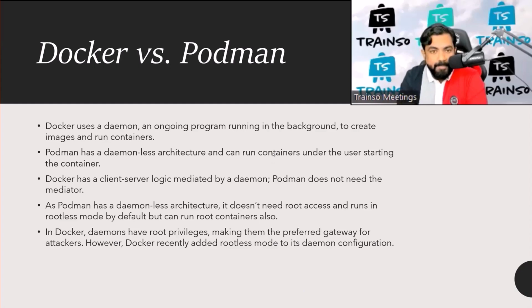So Docker versus Podman. Docker uses a daemon, an ongoing program running in the background to create images and run containers. Podman has a daemonless architecture and can run containers under the user starting the container. Docker has a client-server logic mediated by a daemon. Podman does not need that mediator. As Podman has a daemonless architecture, it doesn't need root access and runs in rootless mode by default, but can run root containers also. In Docker, daemons have root privileges, making them a preferred gateway for attackers. However, Docker recently added rootless mode also to its daemon configurations.